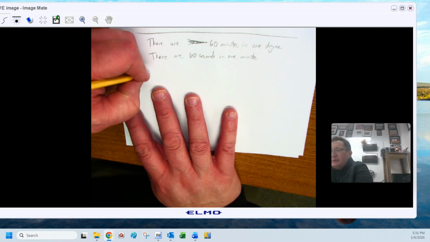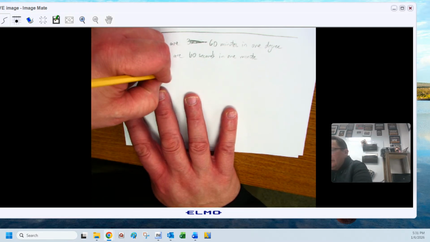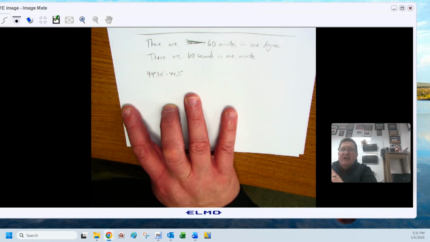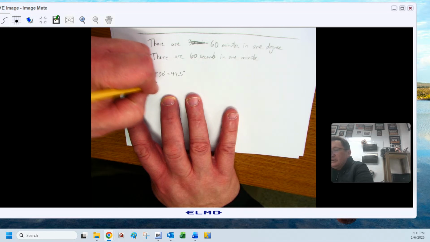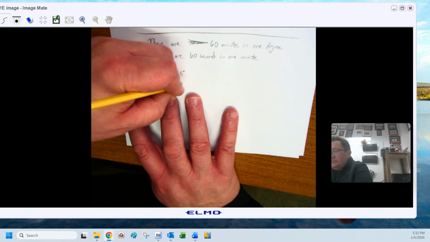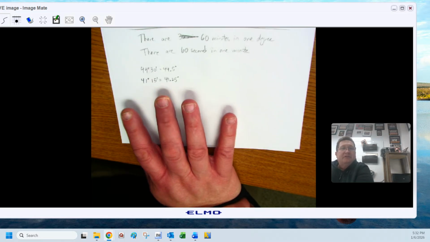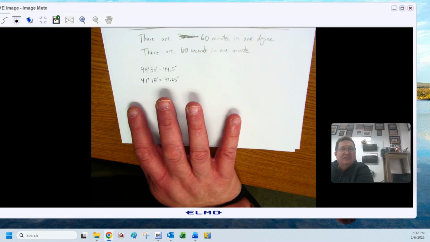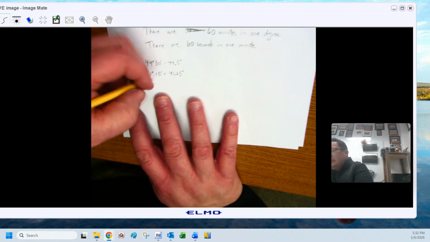And so, for example, like 44 degrees, 30 minutes, that's how we would write that. That is 44.5 degrees. 30 minutes is half of 60. And so, how about like 41 degrees, 15 minutes, that would be 41.25. All right, because 15/60ths is a quarter. And so you might be able to think like that on some of the easier ones.